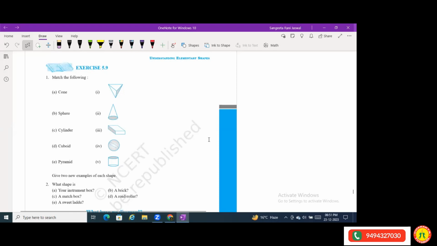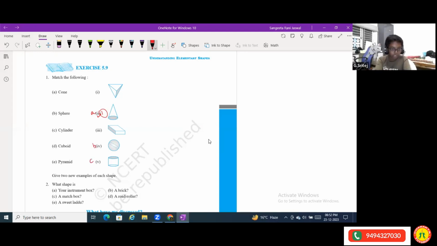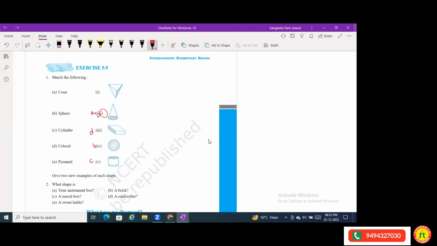Okay, now see this exercise. Can you match these? Which is a cone? Corners are 2, the second one. Ma'am, sphere is the 4th one. Ma'am, cylinder is the 5th one. Cuboid is 3. Pyramid is 1. This one. Okay.